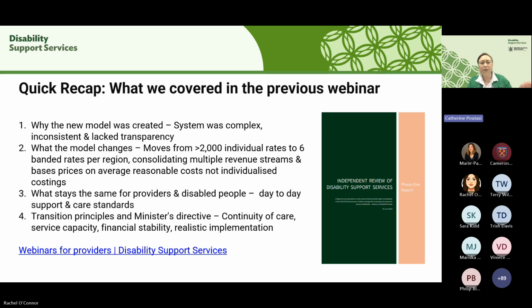So a quick recap in terms of what we covered in the previous webinar before we focus on implementation. We talked about why the pricing model needed to change. The independent review showed that the system had become complex, inconsistent, and lacked transparency. The new model addresses this by moving from more than 2,000 individual rates to 6 banded rates per region. We're consolidating multiple revenue streams and basing prices on average reasonable costs, not individualised costings.